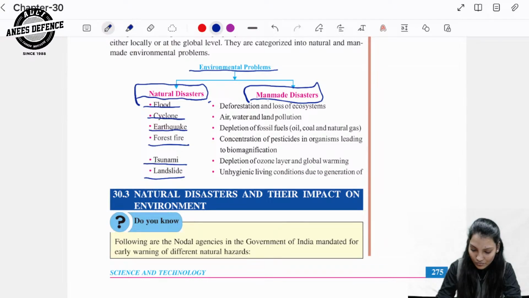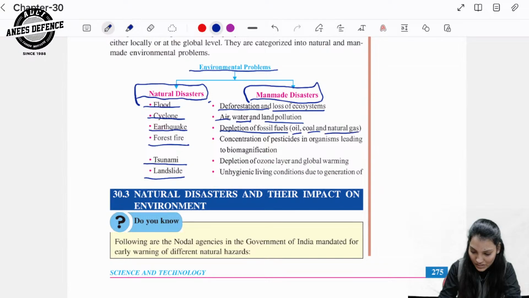Second is man-made disaster. In that, first is deforestation and loss of ecosystem. Second one is air, water and land pollution. There are other types of pollution also, but here it has given air, water and land pollution. Soil pollution is also there. Nuclear pollution is also there. So third is depletion of fossil fuels. Fossil fuels include oil, coal and natural gas.